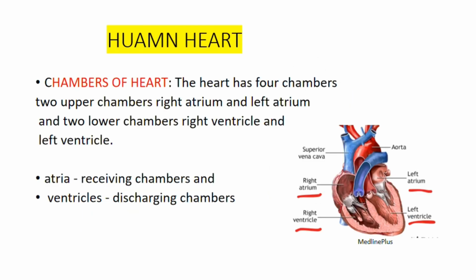The human heart has four chambers. The two superior receiving chambers are the atria. This is called the right atrium and this is called the left atrium. And the two inferior pumping chambers are the ventricles. This is called the right ventricle and this is called the left ventricle.